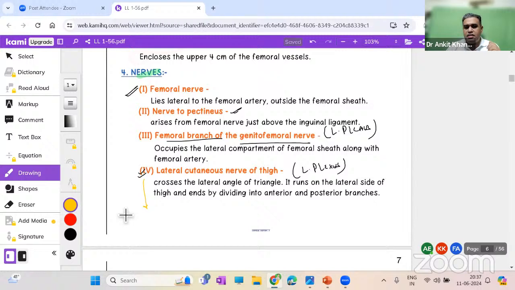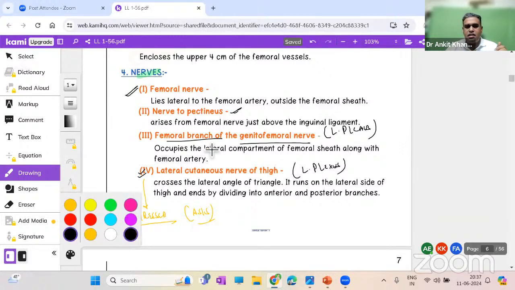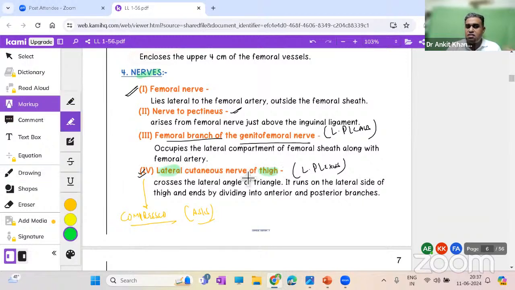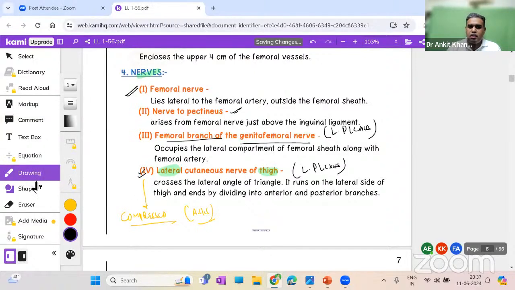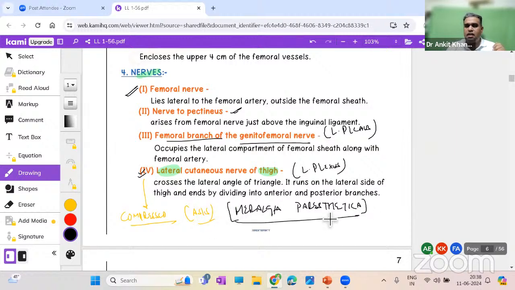This last one, the lateral cutaneous nerve of thigh, is important clinically. The reason is that this nerve can be compressed because it is present laterally. It is a lateral cutaneous nerve, so it is present laterally. We have one more bone, that is your anterior superior iliac spine. So this nerve can be compressed between this bone and the muscles. And when this lateral cutaneous nerve of thigh is compressed, there's obviously going to be some pain or paresthesia along the lateral part of thigh. That disease is known as meralgia paresthetica. Very important for any level of exam.